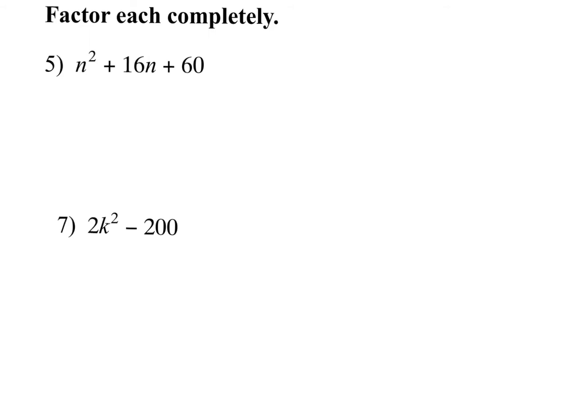Number 5 is just basic factoring. If you have a 1 in front, you can go straight to your last term. And so you can go straight to this 60 and look at those factors that add up to 16. If you need to write out all your factors, you can. 60 is going to have a lot of them.